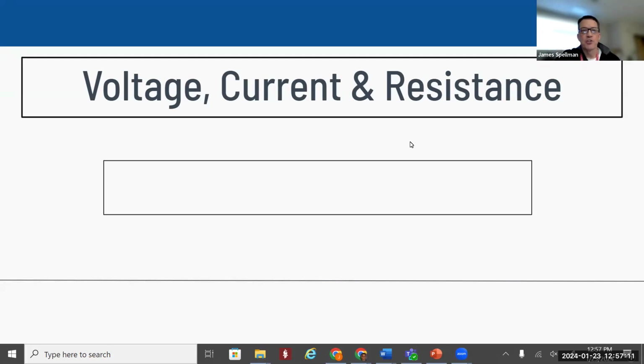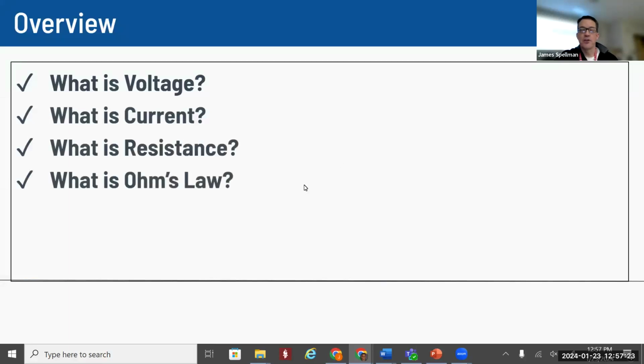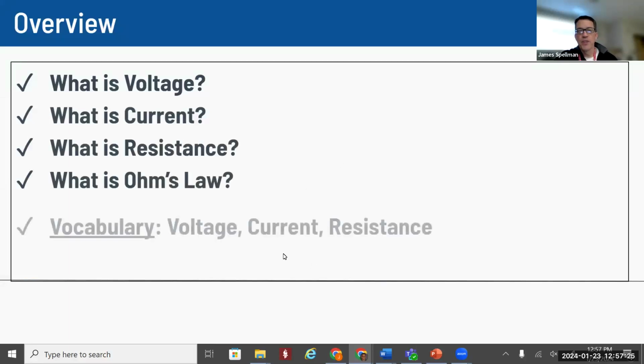So pause me as you need to, rewind when necessary, and hopefully if there are any questions going along with this, you can answer them. We're going to try to answer the questions of what is voltage, what is current, what is resistance, and how does all this factor into what's called Ohm's law. Those are basically the vocabulary terms that we have to go over.